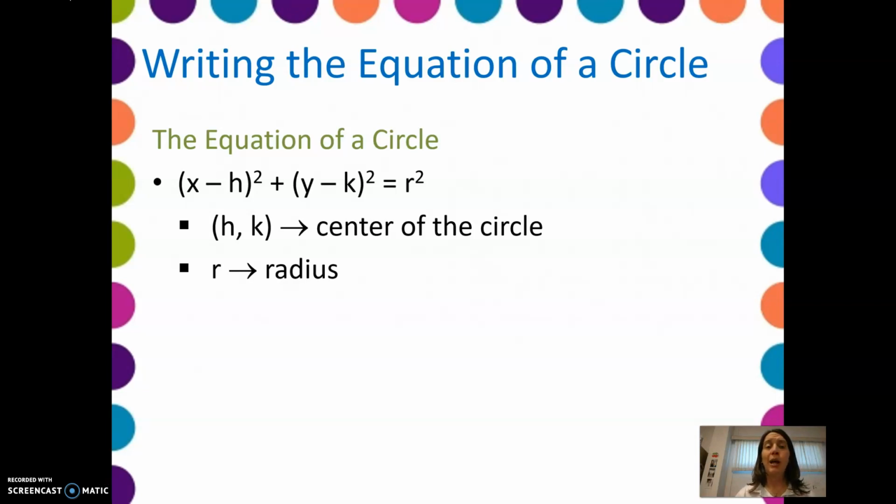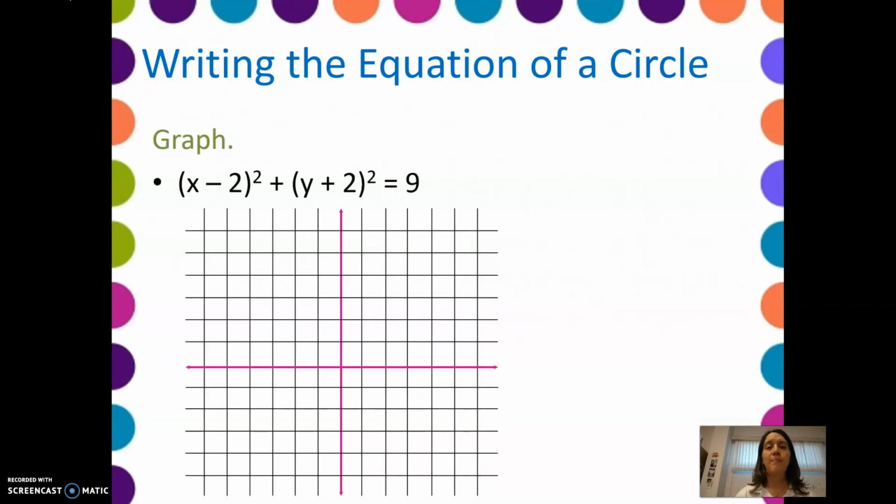Let's go ahead and actually look at one where I have the equation written for us already, and then we'll see how to correctly pick out the pieces of information. If I gave you the equation (x minus 2) squared plus (y plus 2) squared is equal to 9, well, in order to graph a circle, there's two essential pieces that you have to know. You have to know where is the center, and you also need to know what is the radius. The first thing I want to pick out is the center.